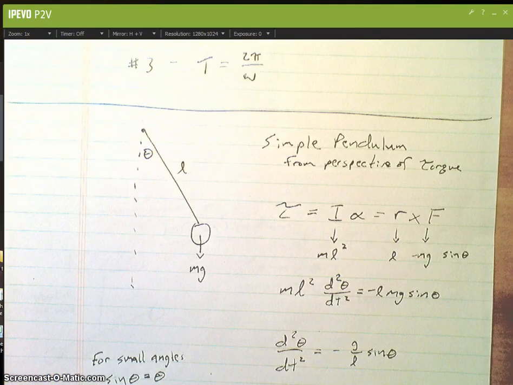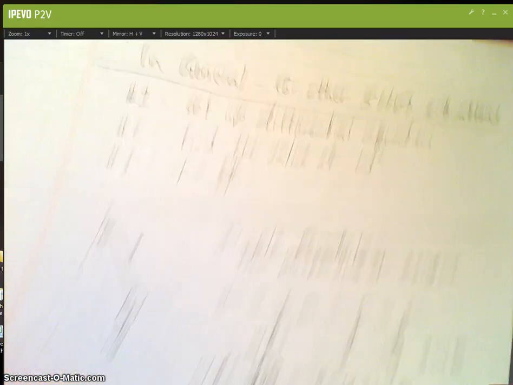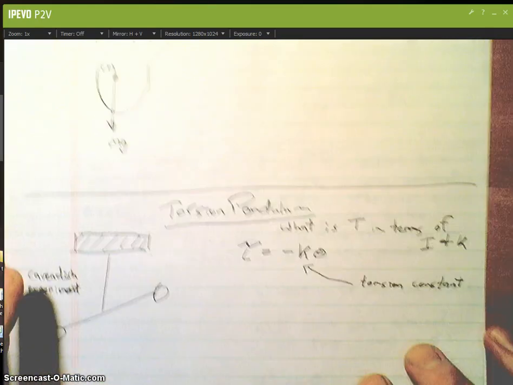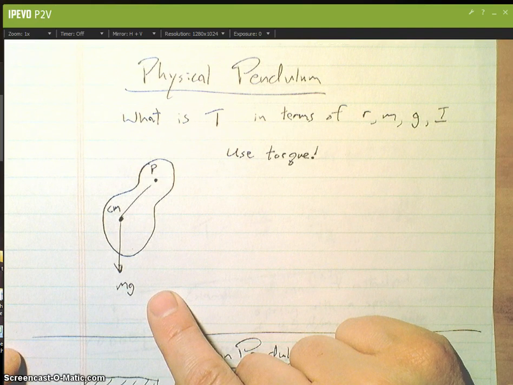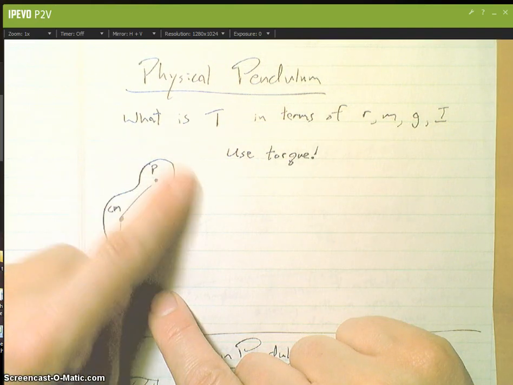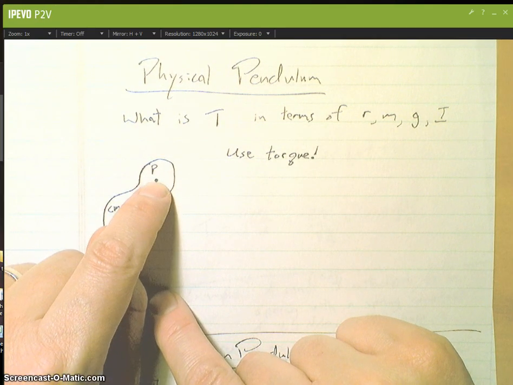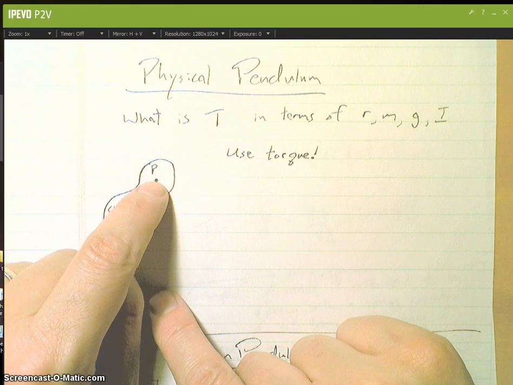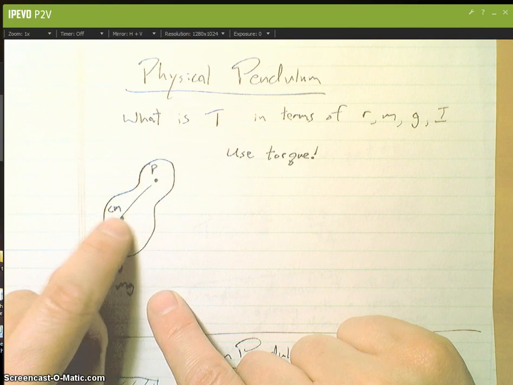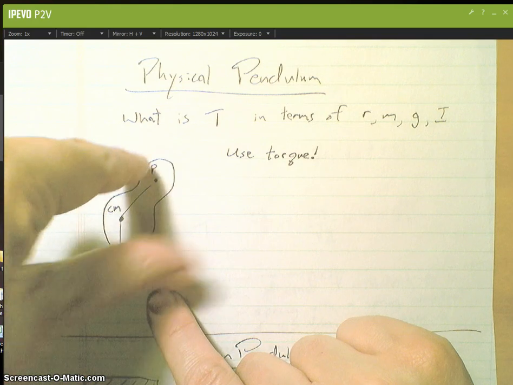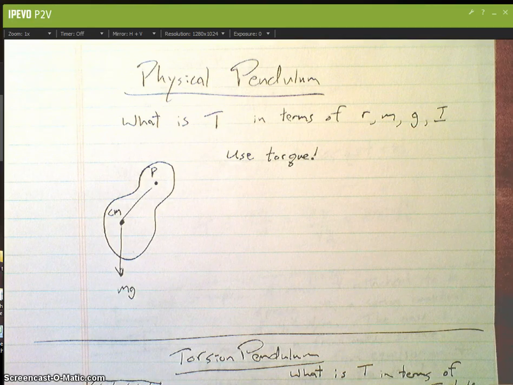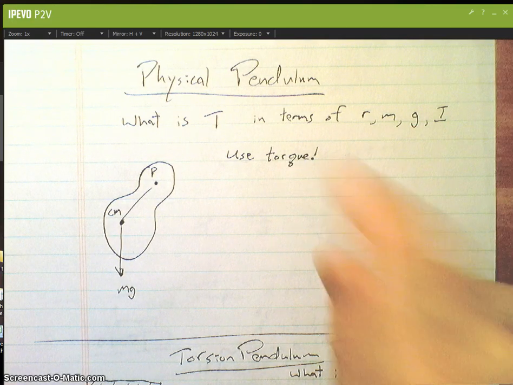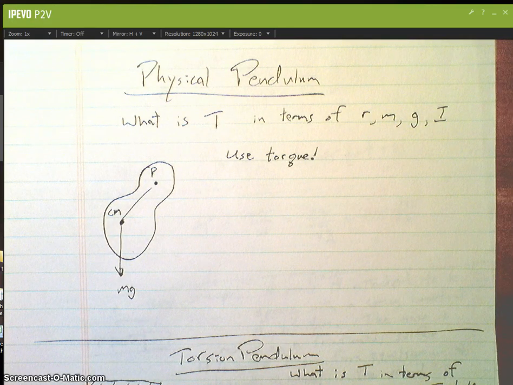So I want you to go through this process that was laid out before you 2 times for 2 more situations. Here's a physical pendulum. Odd shape, rotating. The axis of rotation is at P. The center of mass is somewhere down here, and the whole thing is rocking back and forth. Put the period in terms of R, M, g, and I, moment of inertia, and use torque. See if you can do it. You're following the same process that I set up the first 2 times.